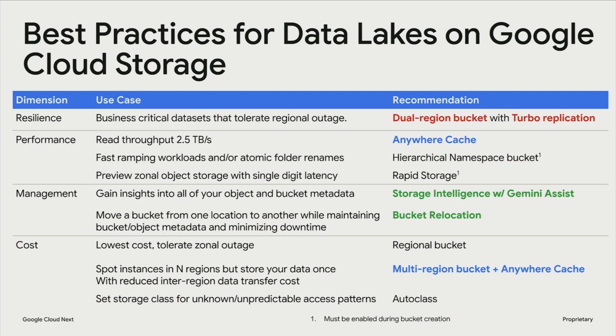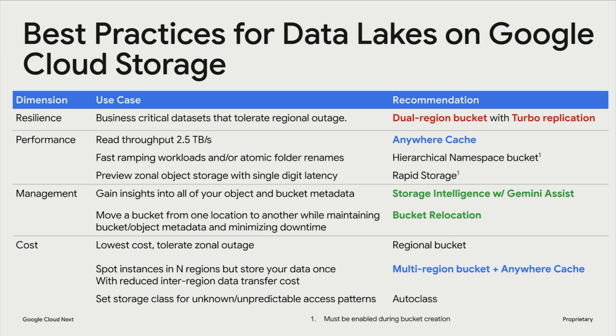We talked about Anywhere Cache. You can turn that on to accelerate any of your existing data access. There's also hierarchical namespace bucket, which can allow you to scale your QPS much faster and much higher. It also provides much better performance for directory operations. We talked about Rapid Storage, which is really ideal for extreme performance with disaggregated storage. We talked about management, like how storage intelligence can help you manage your data at scale with simplicity and ease of use.